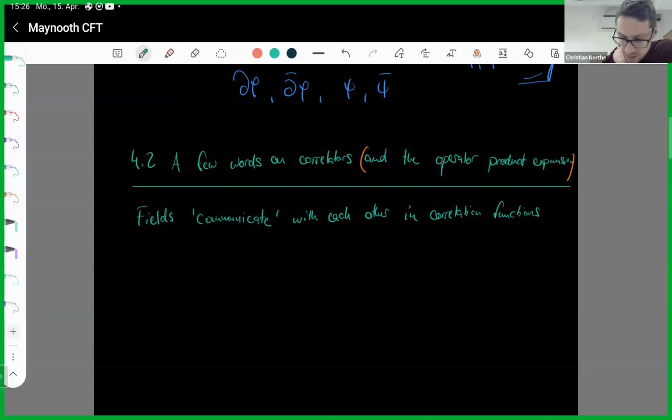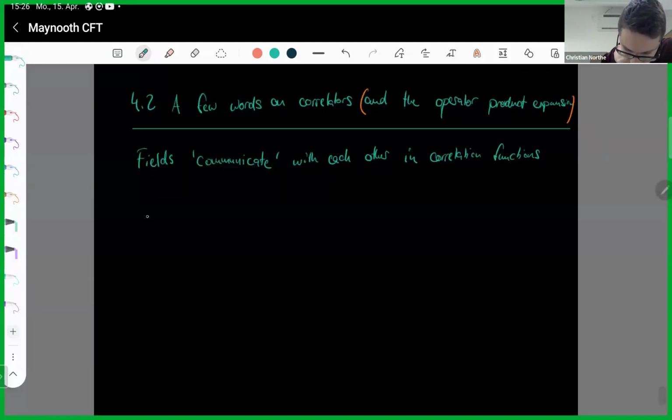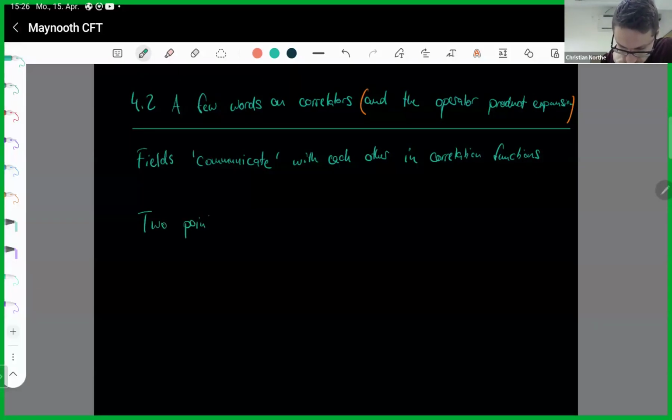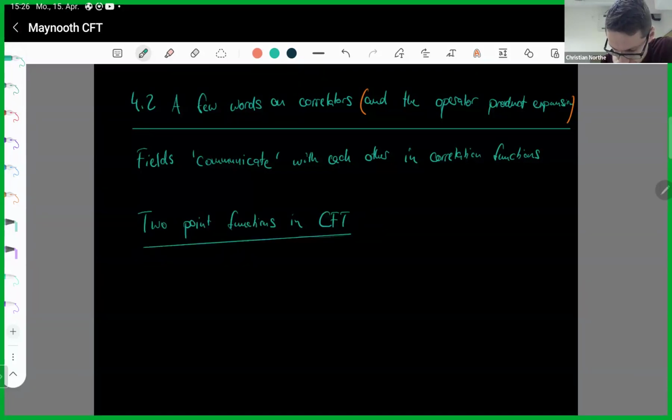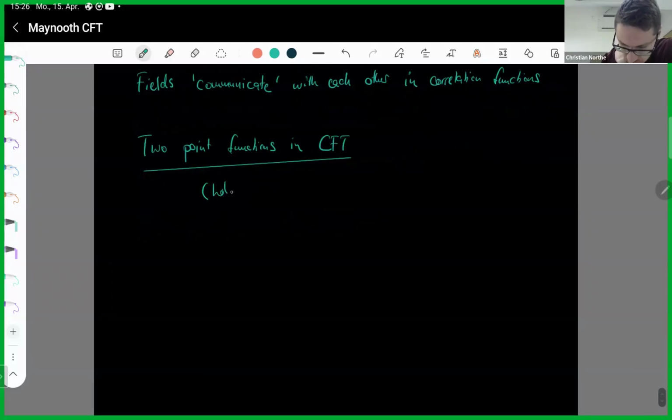So in the notes, again, I am complete. Like I said, today is a bit of a safari. Here I'm going to sketch how you can do two-point functions in CFT. And I'm going to restrict to the holomorphic sector. And the anti-holomorphic sector is the same, analogous.